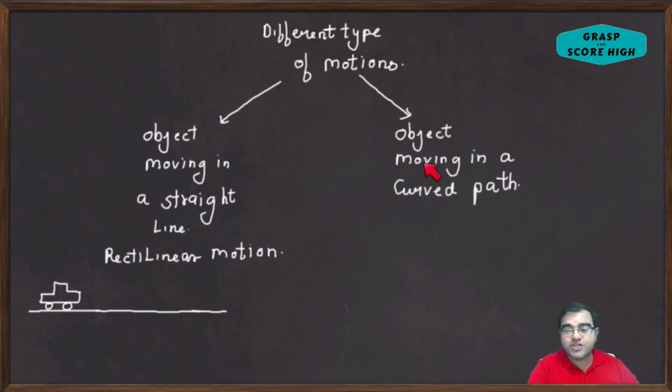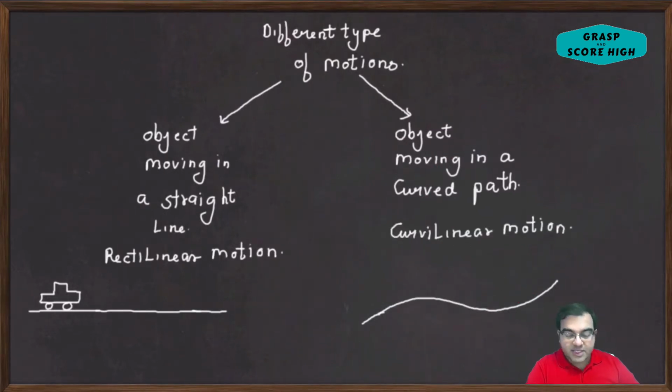And whenever the object is moving in a curved path, take an example like this, you have a car moving on this curved path, or this could be like a hill or a ghat. Whenever you go to maybe a hill station, you get a ghat in between. So there you are driving on curved roads. Whenever an object is moving on a curved path, such a motion is called a curvilinear motion.